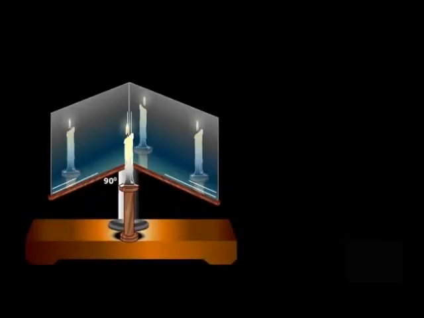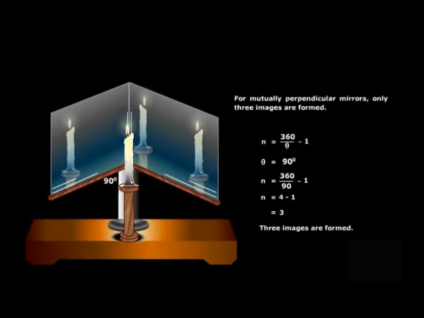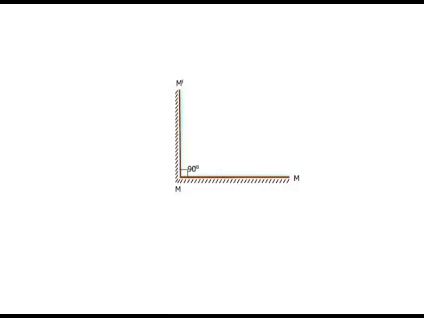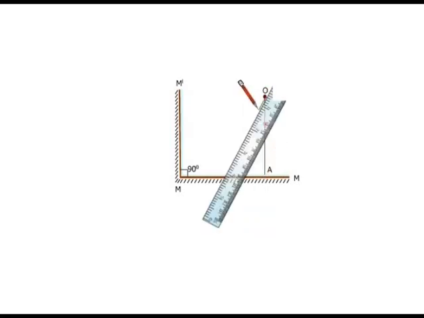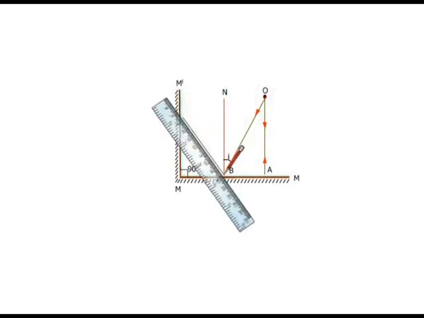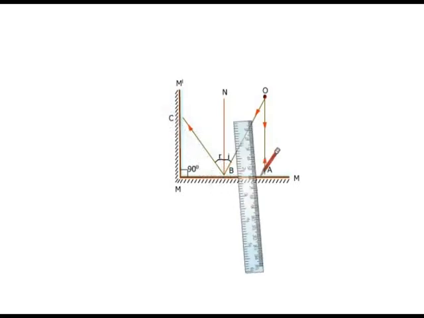How about 90 degrees? Now, when the mirrors are mutually perpendicular to each other, only three images are formed. Mathematically again, and now on a ray diagram. When we place an object O between two perpendicular mirrors, OA and OB are incident to the mirror MM. OA, being normal to the surface, retraces its path, OB is reflected along BC. Extending the reflected rays, they meet at O1, the position of the first image.